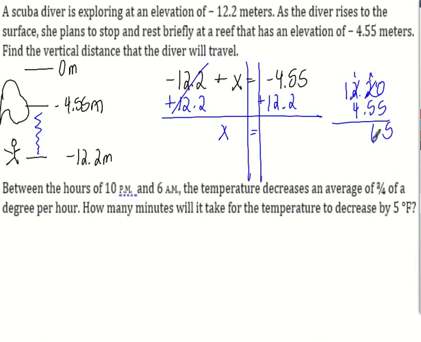Again, why we spent so much time on rational numbers. So then we should get a positive 11.65. Let me double check my math on that one. That one was 0, 1, 12, 1. Yep, okay. So then if you think about it, there is 11.65 meters in between the reef depth and the diver's depth.